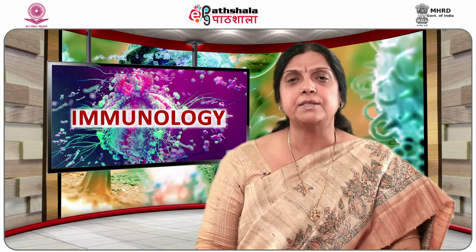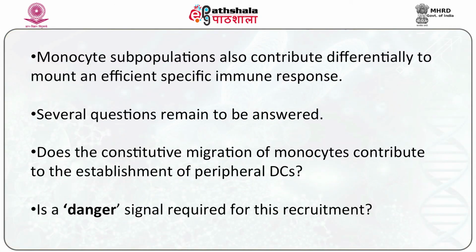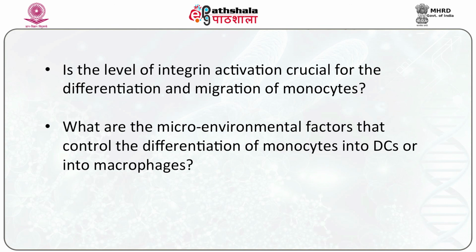However, despite considerable progress, several questions yet remain to be answered. Does the constitutive migration of monocytes contribute to the establishment of peripheral dendritic cells? Is a danger signal required for this kind of recruitment? Is the level of integrin activation crucial for the differentiation and migration of monocytes? What are the microenvironmental factors that control the differentiation of monocytes into dendritic cells or into macrophages?